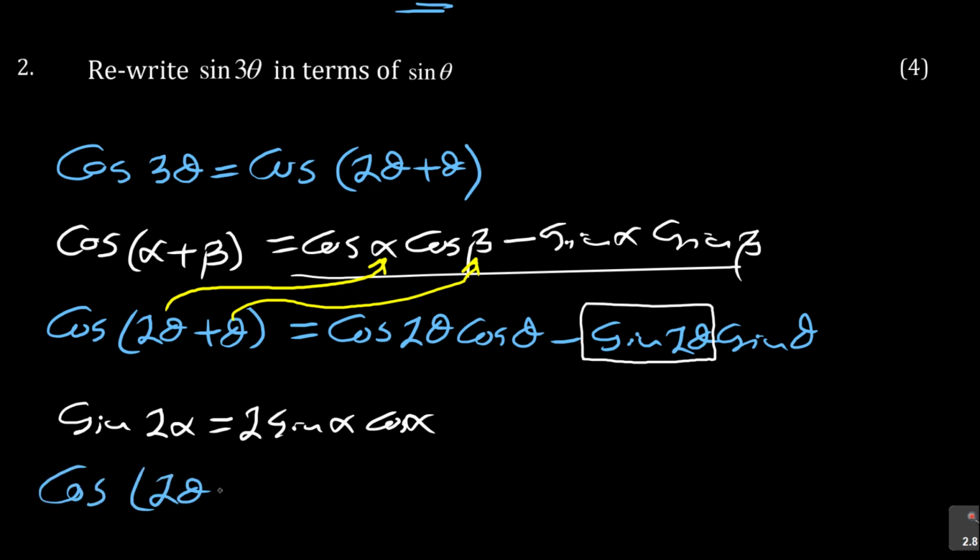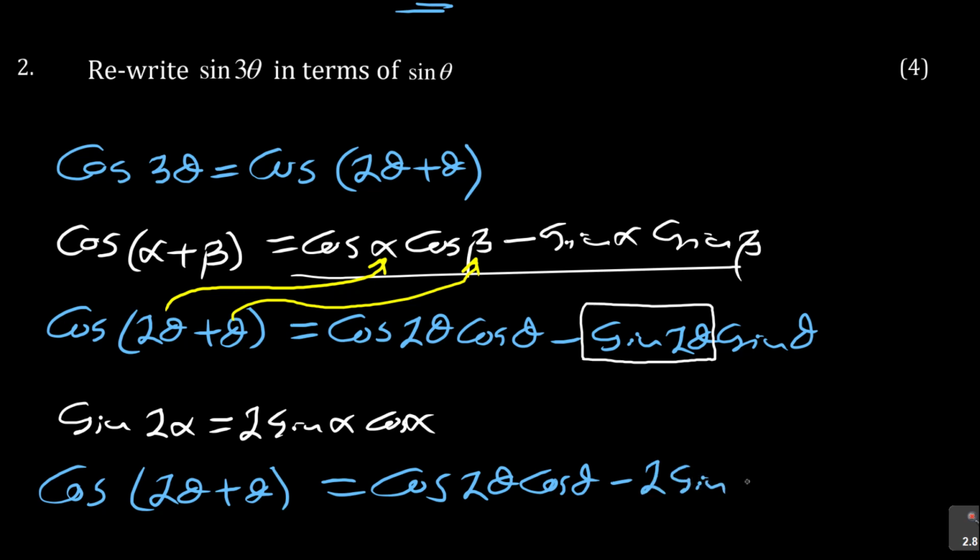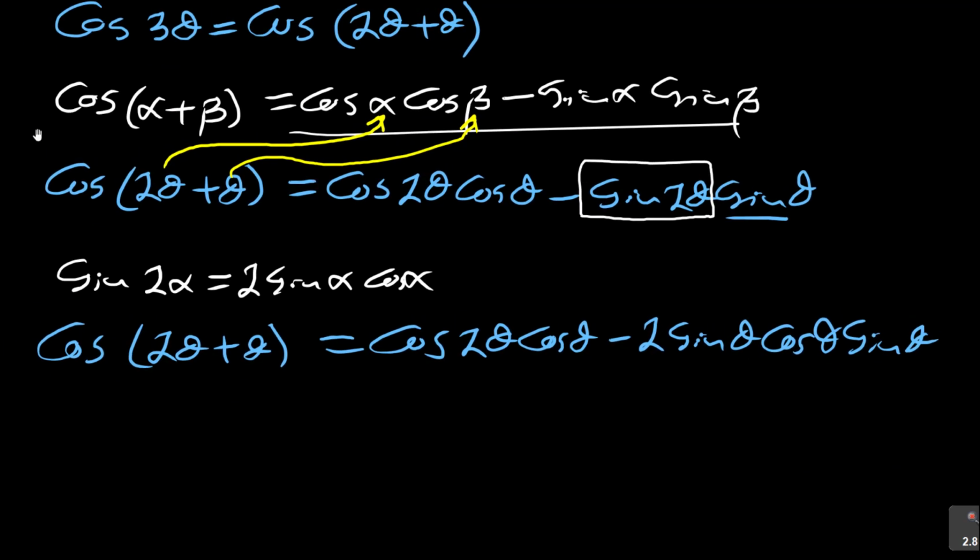cos 2 theta plus theta is equal to, already it is fine this side, cos 2 theta cos theta, and then minus, then I put that 2 sine theta cos theta, in this case theta is alpha. Then there is that one which is sine theta. Do you see what's happening there? Then from there you continue. Everything must be in terms of cos. Remember, now I've got sine and sine.